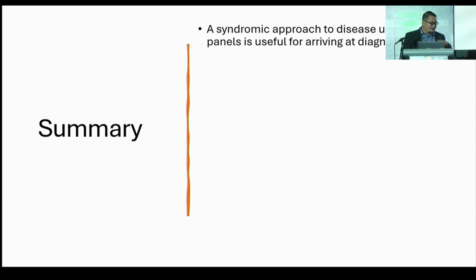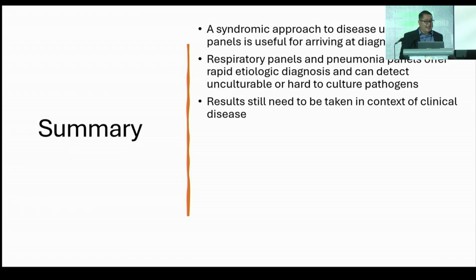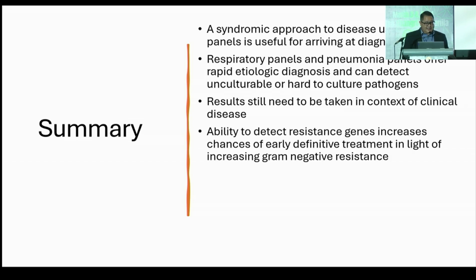All right, so in summary, syndromic approach to disease using multiplex panels is useful for arriving at a diagnosis. Whether it's worth the money or not, it really depends. Respiratory panels and pneumonia panels offer rapid etiologic diagnosis and can detect unculturable or hard-to-culture pathogens. Results still need to be taken in the context of the clinical disease, because we can have false positives from people who have already recovered, and those could just be residual nucleic acid material, or they could be colonizers.